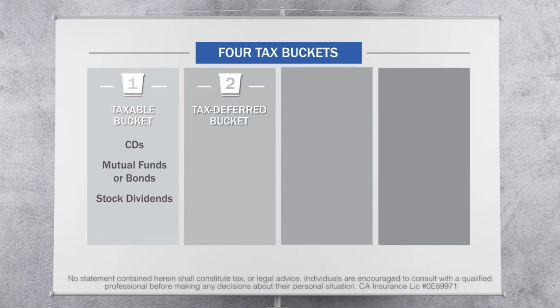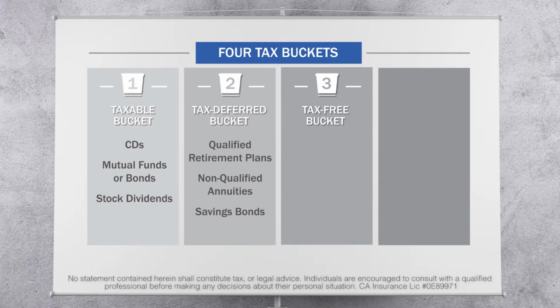The second bucket is your tax-deferred bucket. Generally speaking, there are 3 primary vehicles that fall into the tax-deferred bucket. Qualified retirement plans, that's your 401ks, 403bs, 457s, IRAs, non-qualified annuities also fall into this bucket, as well as savings bonds. Those are all tax-deferred, so those are all in that bucket.